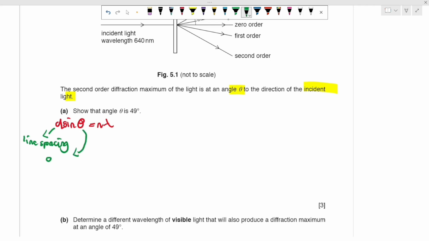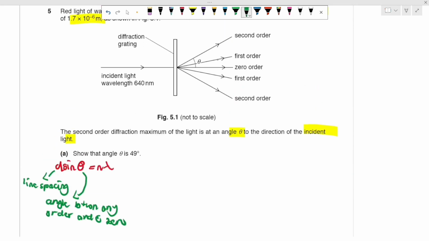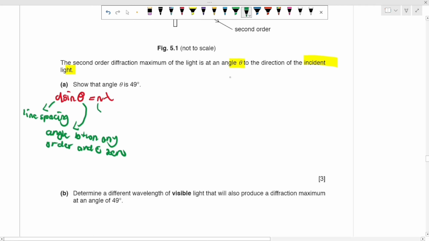Then your theta is your angle between any order and the zero order. So you're going to have a zero order, which will be here. Your theta can be any angle, but you must always start from the zero order, and it can go in both directions. For the first order, this will be your theta. Theta is always measured from the zero order. Your n is basically that order itself. If it's 2, theta is from that order of 2 to the zero order. And your lambda is essentially just your wavelength.